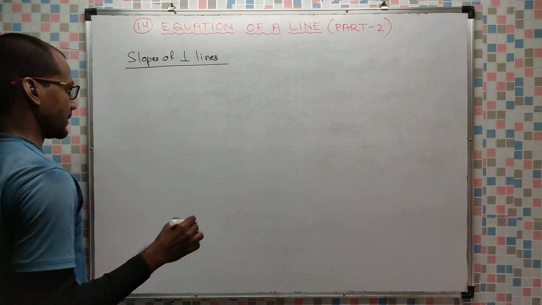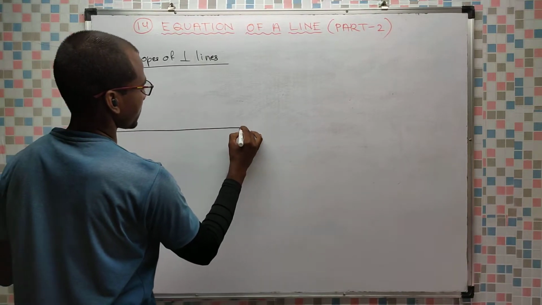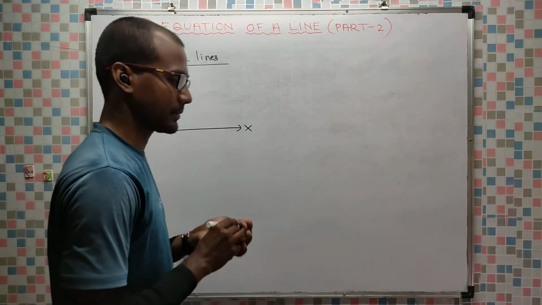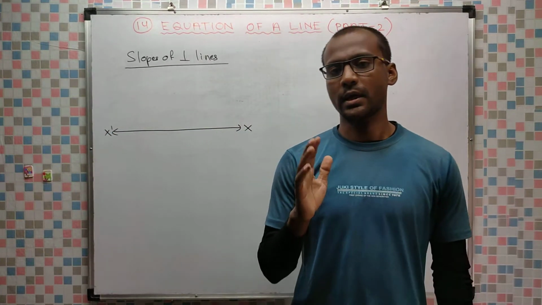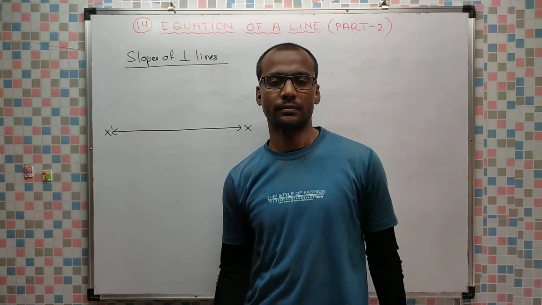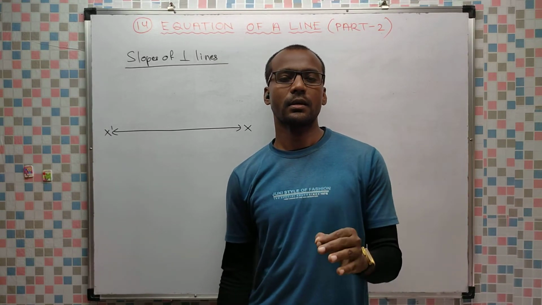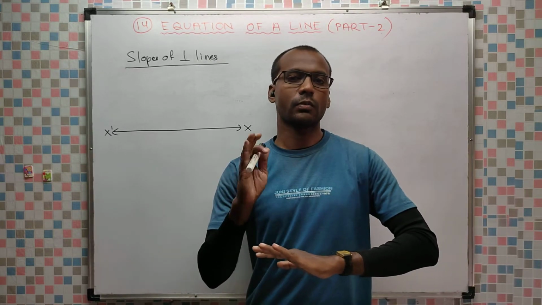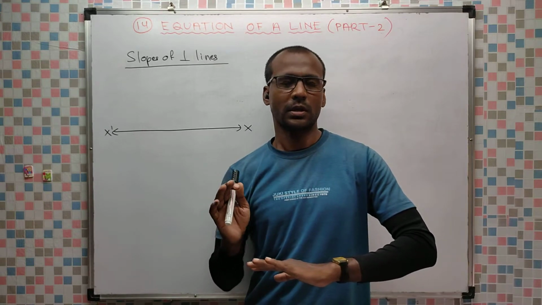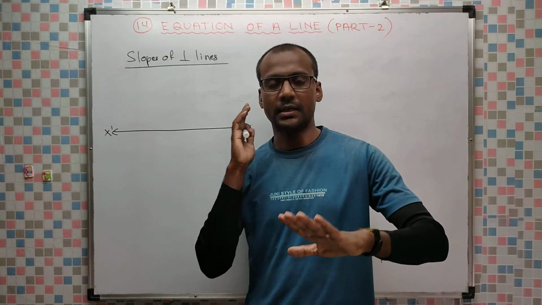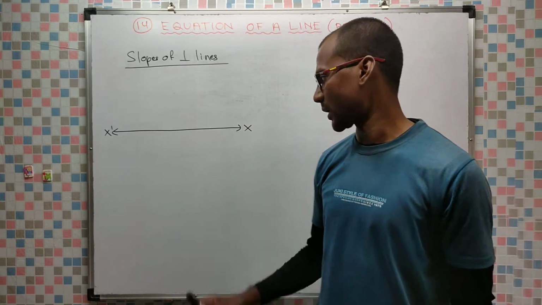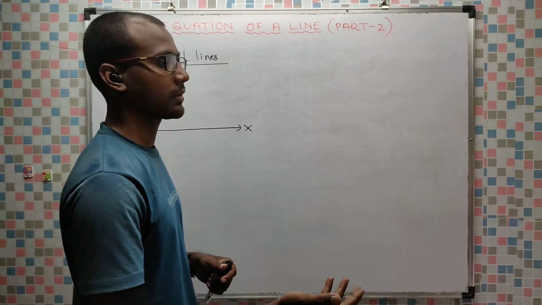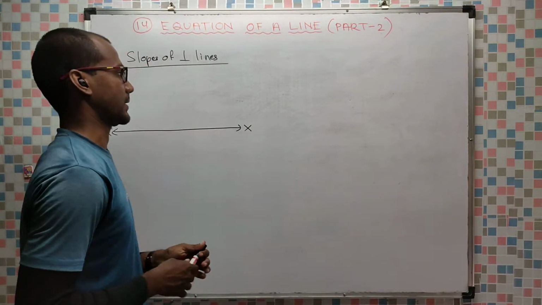Slopes of perpendicular lines. Let us take the x-axis. Now, why am I always taking the x-axis? You can see slope is directly related to angle of inclination. Slope is equal to tan theta. And angle of inclination is the angle between the x-axis and the part of the line above the x-axis. So no question of the y-axis here, only the x-axis. For that reason, again and again I am taking the x-axis, because theta is related to angle of inclination and angle of inclination is related to the x-axis.